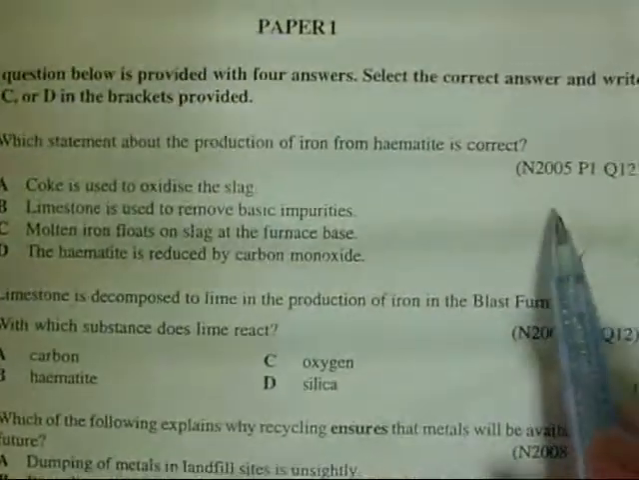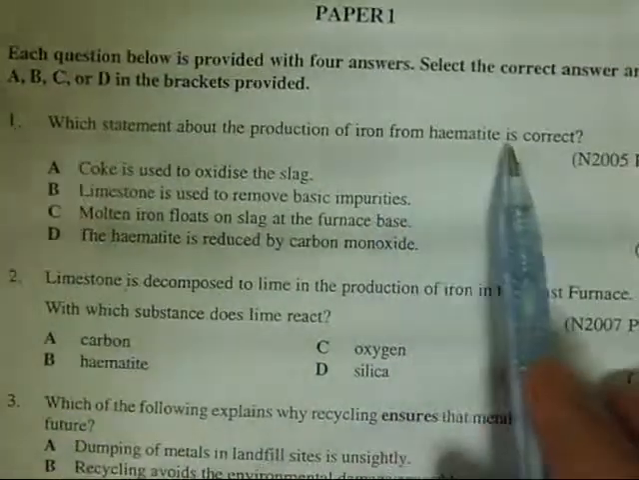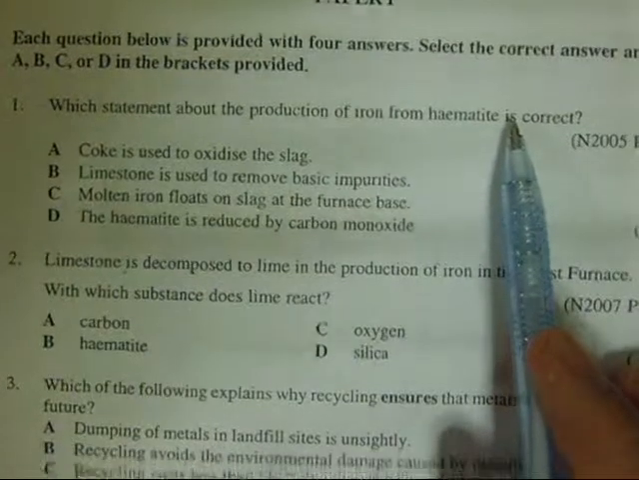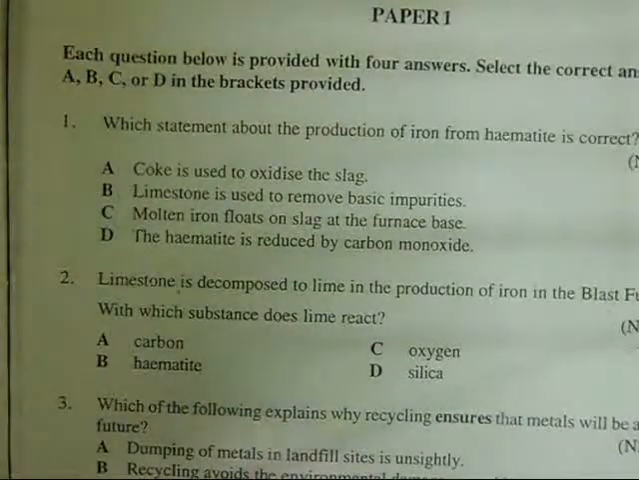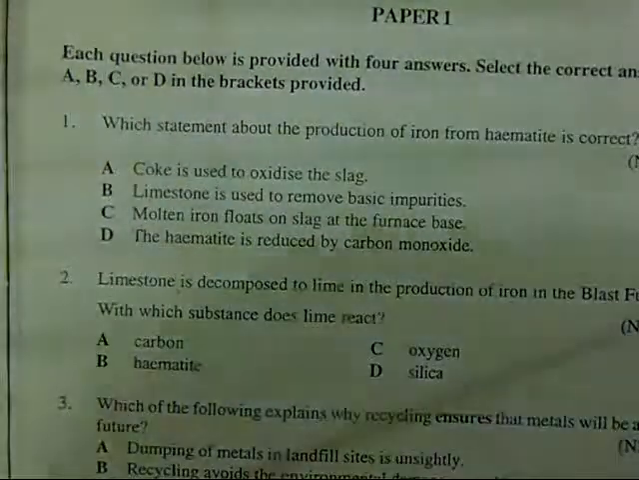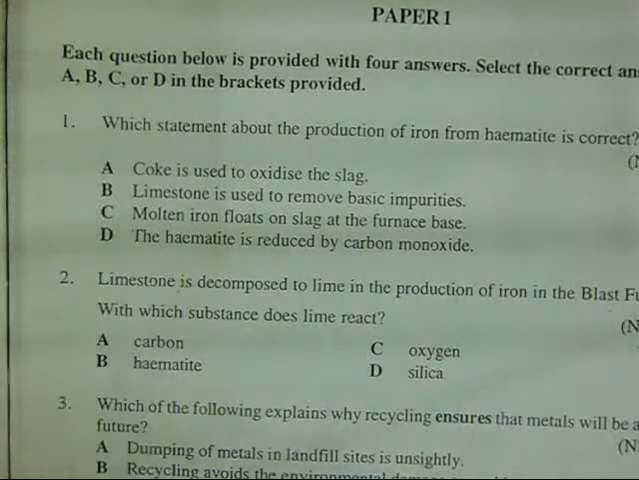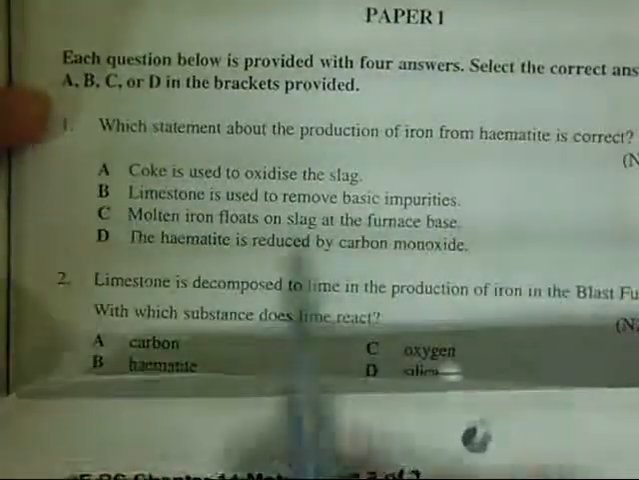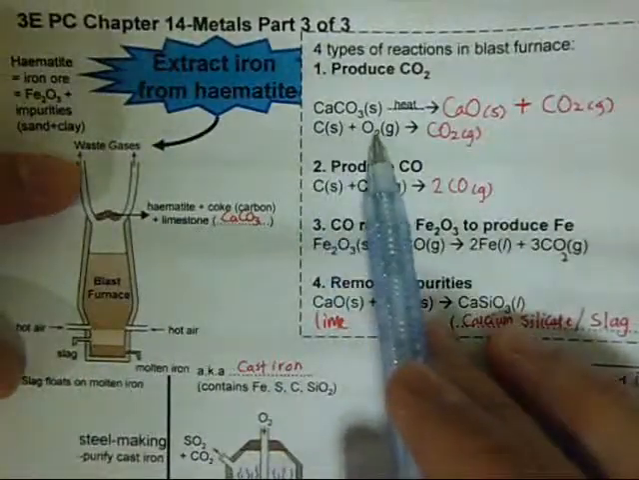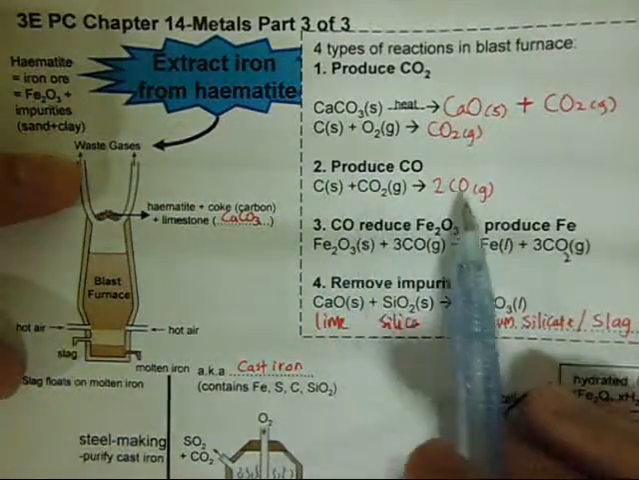Okay, this is from 205, paper 1, question 12. Which statement about the production of iron from hematite is correct? Coke is used to oxidize the slag. So this one is exactly from page 3 of the mind map. You have to be very, very clear with the reactions here. So the first one, coke is used to oxidize the slag. This is wrong, because the coke, which is carbon, basically combines with the oxygen to form carbon dioxide. Also, it would react with the carbon dioxide to form carbon monoxide.